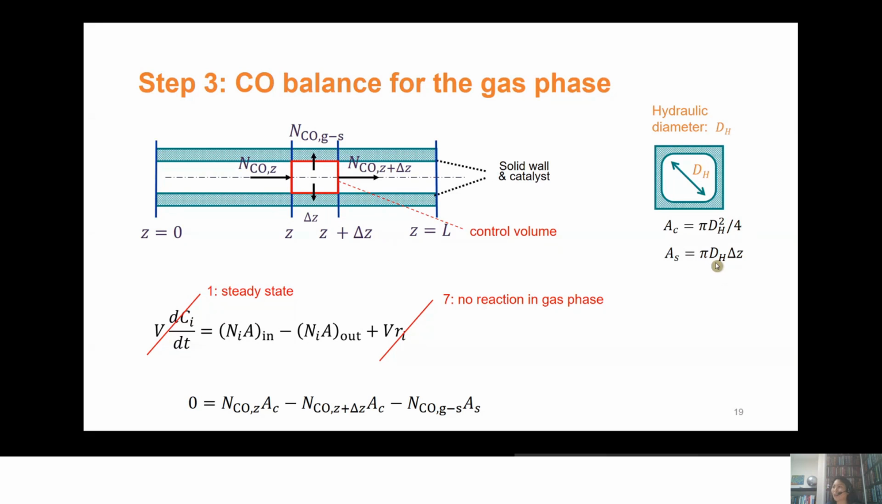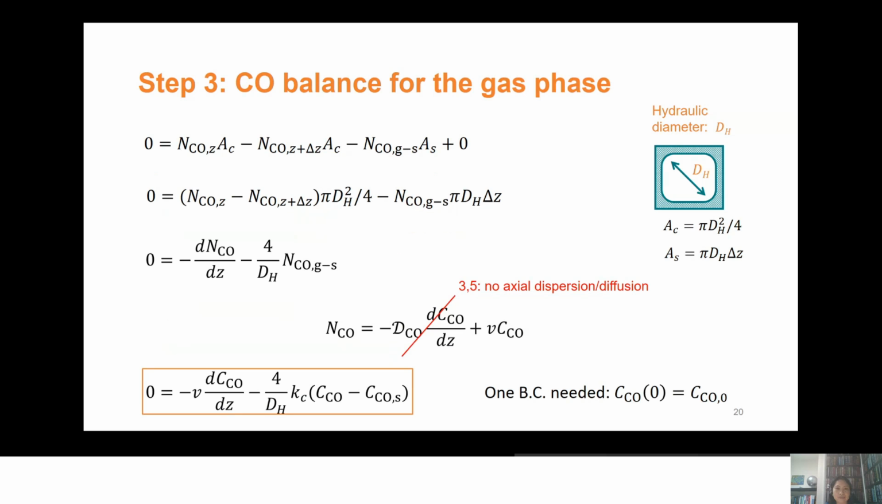That's the circumference of your cylinder, because we're using the hydraulic diameter, times the thickness of your control volume. Again, this is very similar to what we have done for cylindrical systems, for which we had several examples in the lectures.